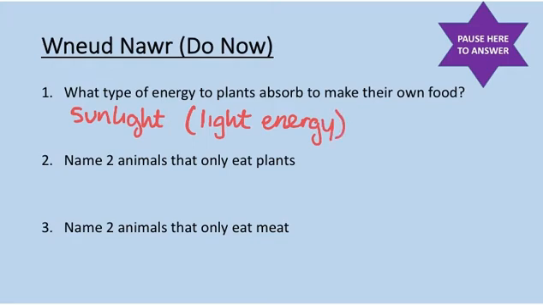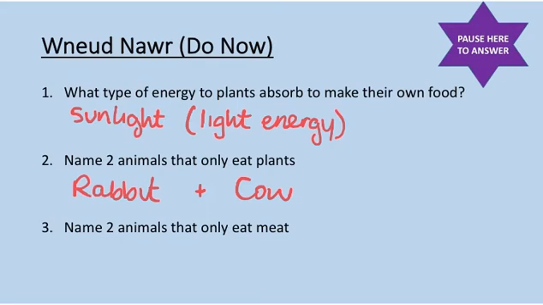Okay. Number 2, name 2 animals that only eat plants. So I'm just going to pick 2 random animals. So I'm going to say a rabbit and a cow. Okay, so you could have any 2 animals as long as they only eat plants.